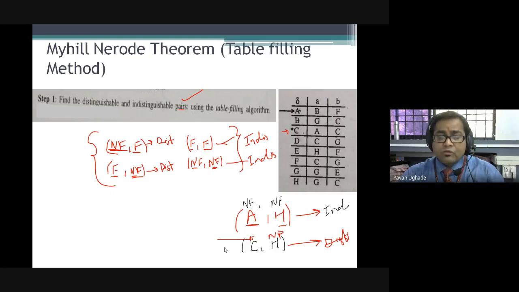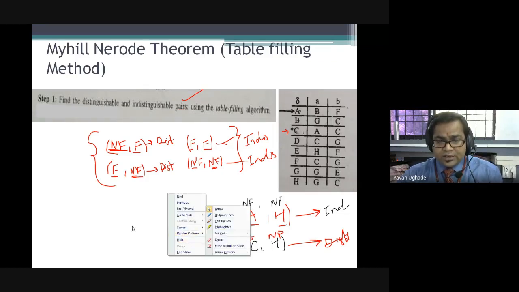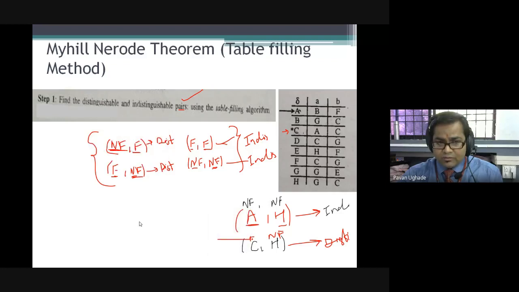Whether you are understanding what I'm saying. Okay, if you understand this, let me go ahead. Is there any problem, guys? Because I want to take up step 2, step 3, and I'll take directly one example. Is there any problem? Shall I proceed?